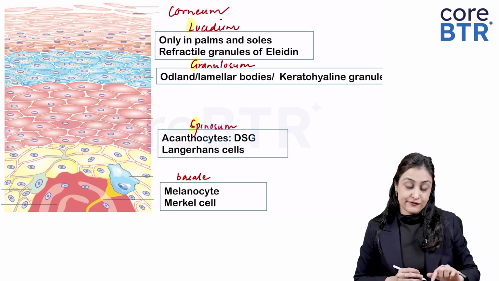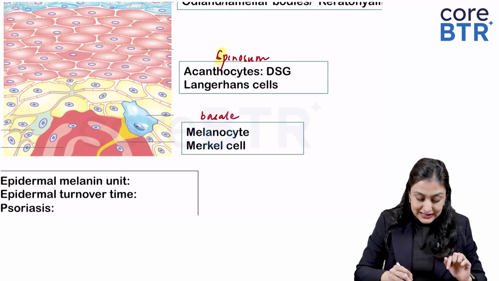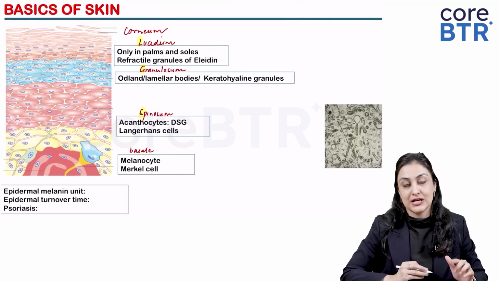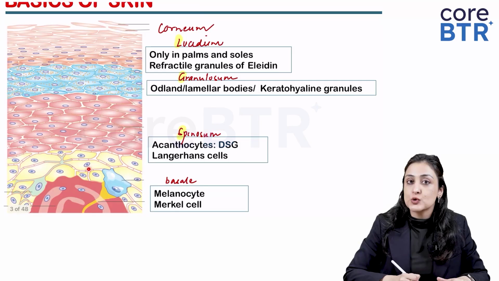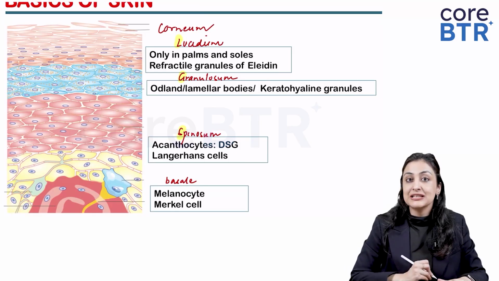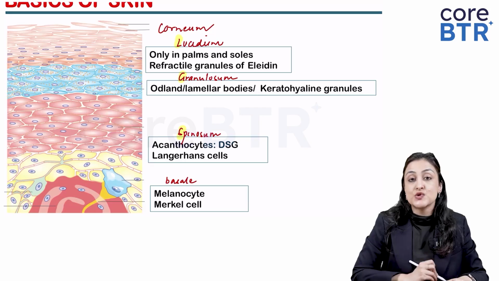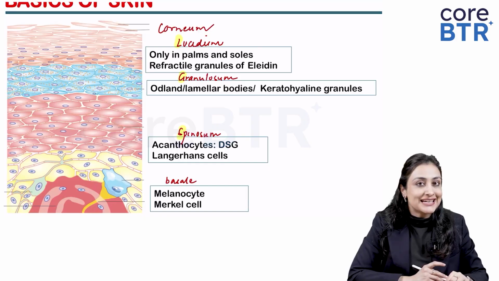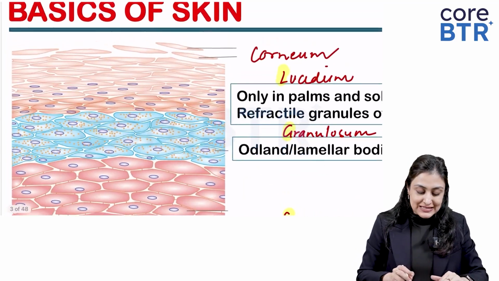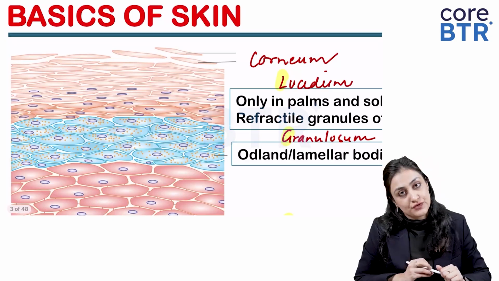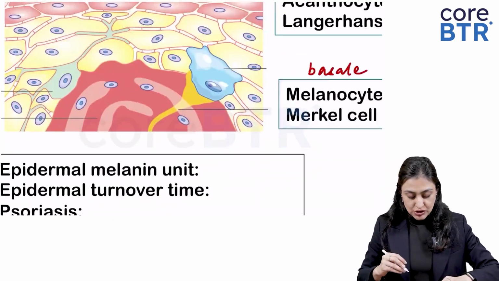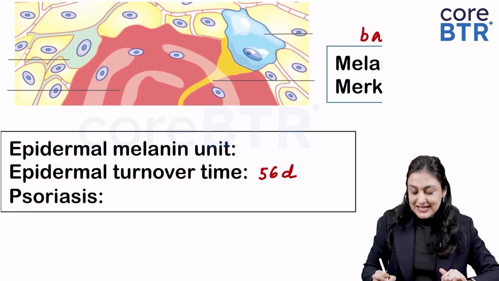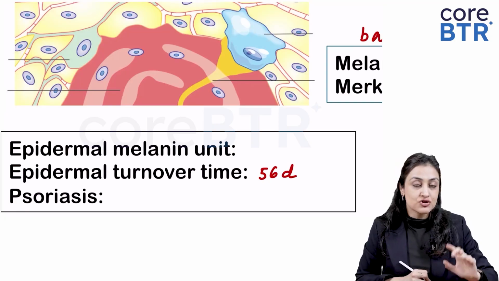Let's see what is there in different layers. So in the stratum basale, we have all of the keratinocytes, right? Everywhere in the skin, you have keratinocytes. So what happens to a keratinocyte? It is proliferating in the stratum basale and then it goes up. This process of going up to the corneum takes around 28 days. It spends 28 days here, then it's shed off in 28 days. So this total process, which is called epidermal turnover time, is 56 days on an average, right?